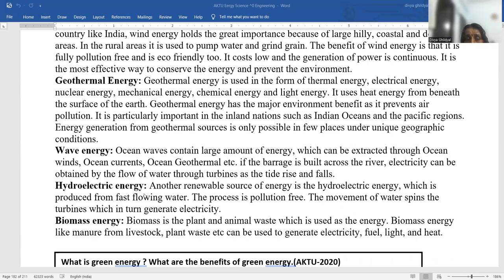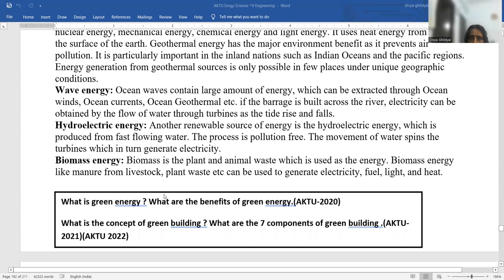Water, hydroelectric energy. Hydro comes from the word water. Another renewable source of energy which is produced from fast flowing water. These sources are pollution free and they help us in generating a large amount of energy. And biomass energy, which we get from plant and animal waste. All this has been discussed in great detail in unit 1 and unit 2.